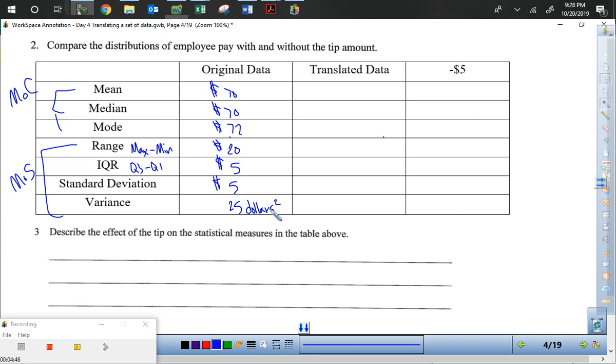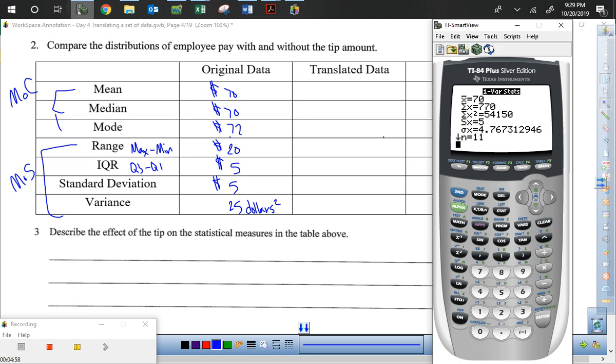Right, so now what we want to do is the same thing for the translated data, but that's in list 2. So you still go Stat to Calc, but then in your One Variable Statistics, you're going to hit second and then 2 to change it to list 2. What I want you to do is go ahead and pause the video and get that list filled out for me.